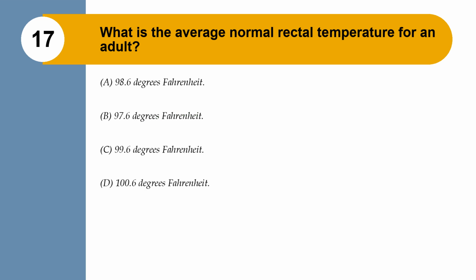Question 17. What is the average normal rectal temperature for an adult? Option A, 98.6 degrees Fahrenheit. Option B, 97.6 degrees Fahrenheit. Option C, 99.6 degrees Fahrenheit. Option D, 100.6 degrees Fahrenheit.